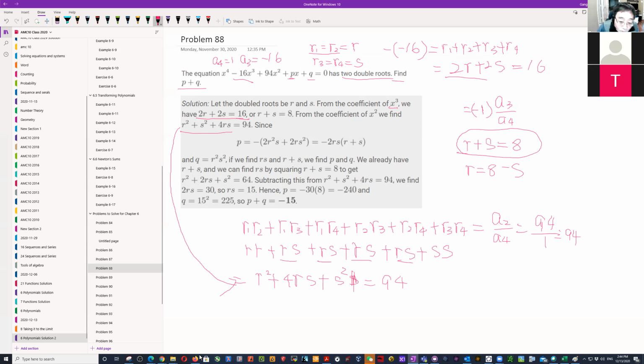So basically, p is going to be equal to negative. p is the third term, so it's going to be a negative.